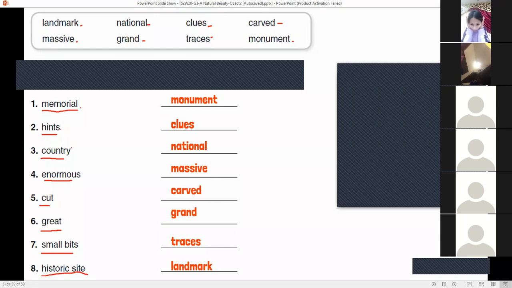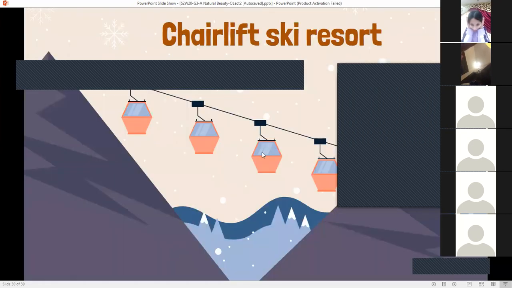All of these got +1. Good job, miss. This is another landmark. Chairlift Ski Resort. Chairlift Ski Resort. This can be considered also as a landmark. Okay? Maybe because it's historical, maybe because many reasons. Let's watch this video. I will ask questions about this video. Please pay attention.